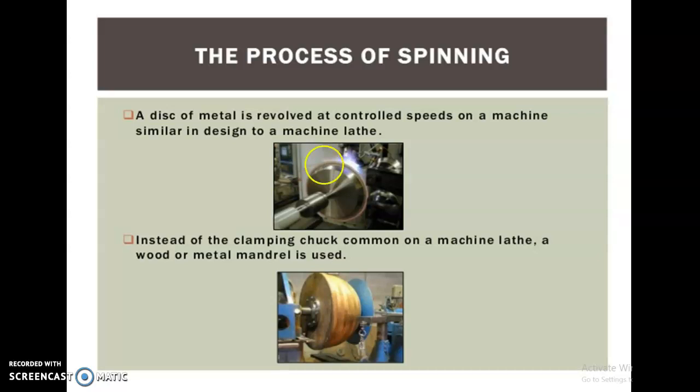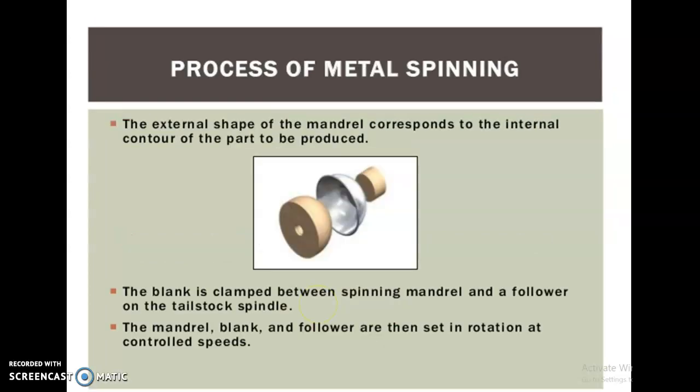Using the tailstock we are going to support the disc. Using the headstock the spindle is going to be rotated. In the spindle we are going to fix the mandrel or male form. Instead of the clamping chuck common on a machine lathe, a wood or metal mandrel is used. So you would be clamping a workpiece in the chuck, but here you will be using a wood or metal mandrel. That is the die.